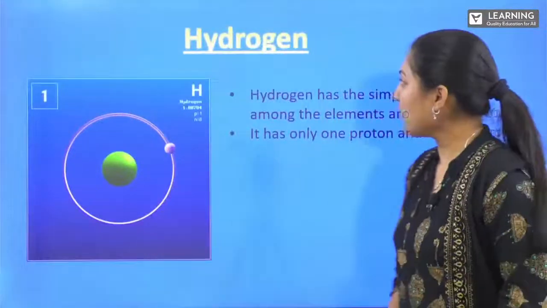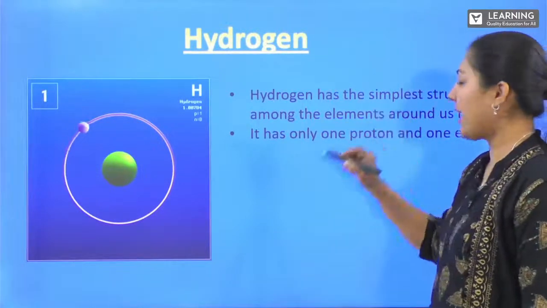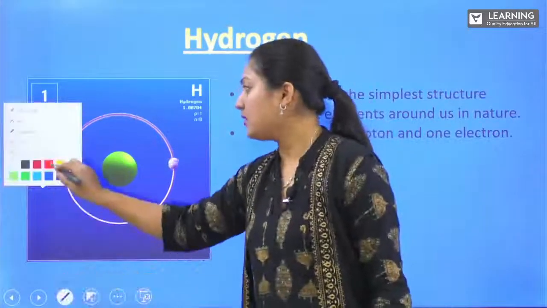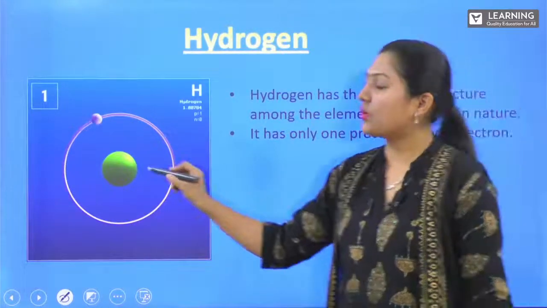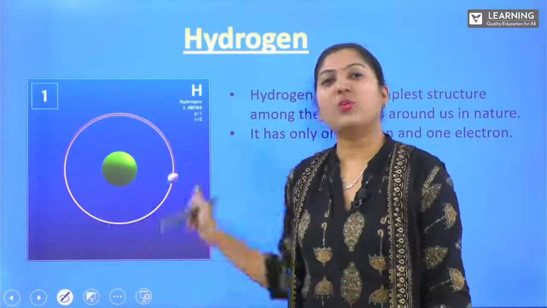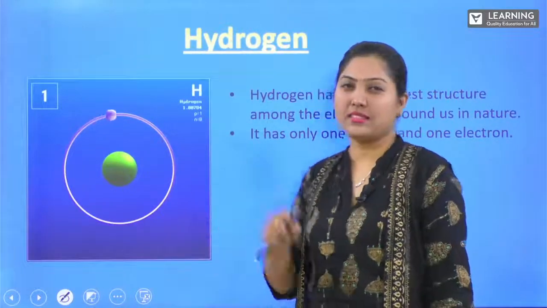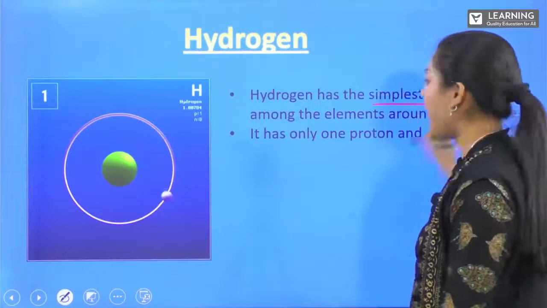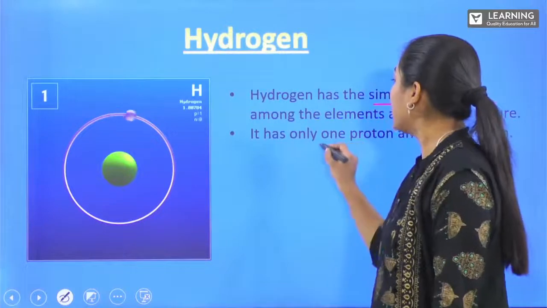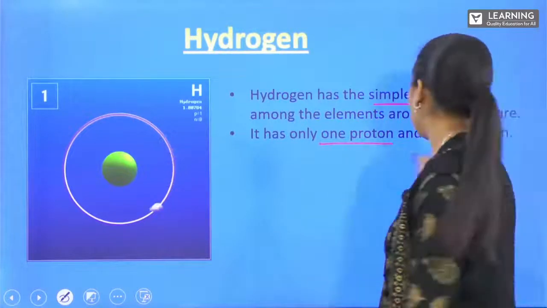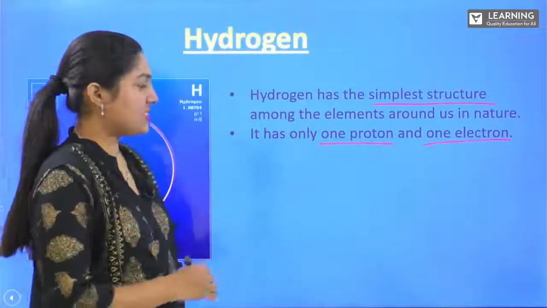Here you can see hydrogen has the simplest structure. As we know, hydrogen has the simplest structure, isn't it? Yes, obviously, because it has only one proton and one electron, only one ring or orbit around the nucleus. So it is the simplest structure we can see among all other elements, with only one proton and one electron. Isn't it correct, students?